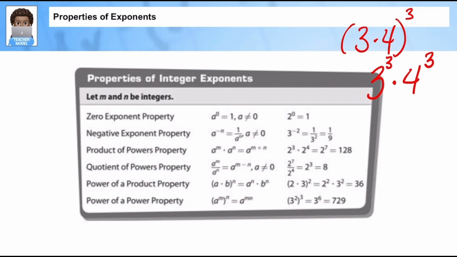Versus the power of a power rule. So let's say you have 3 to the 4th, and then here's another parentheses, and you have another number on the outside. In this case, what this says is a to the n times m, you're just going to multiply these together. So 4 times 3 gives us 12.